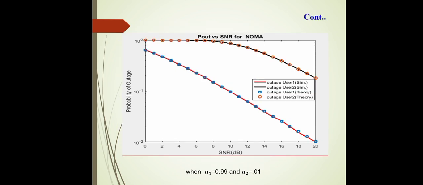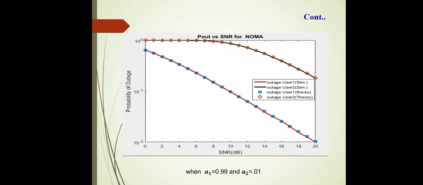If I increase the power fraction of user 1 and decrease the power fraction of user 2, what will happen? This is denoted in this graph. After MATLAB simulation, we find that the user to whom we give more power has lower outage, and the user to whom we give a smaller fraction of power has higher outage probability. User 1, the red line, has more power but lower outage probability. But user 2, to whom we have given a smaller fraction of power, A2 equal to 0.01, has higher outage probability.